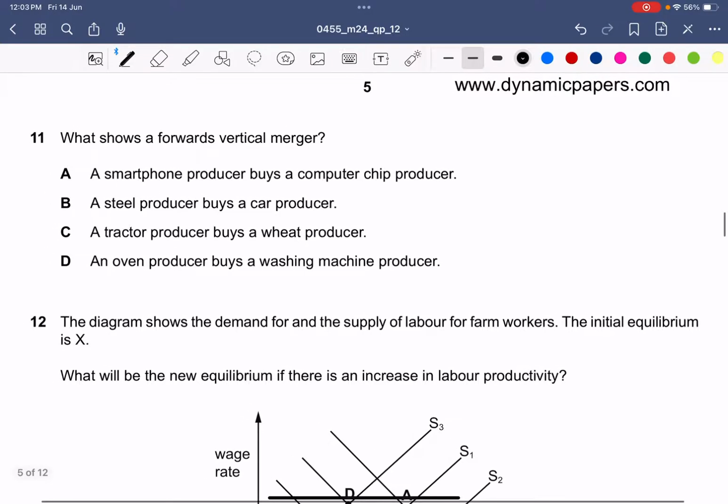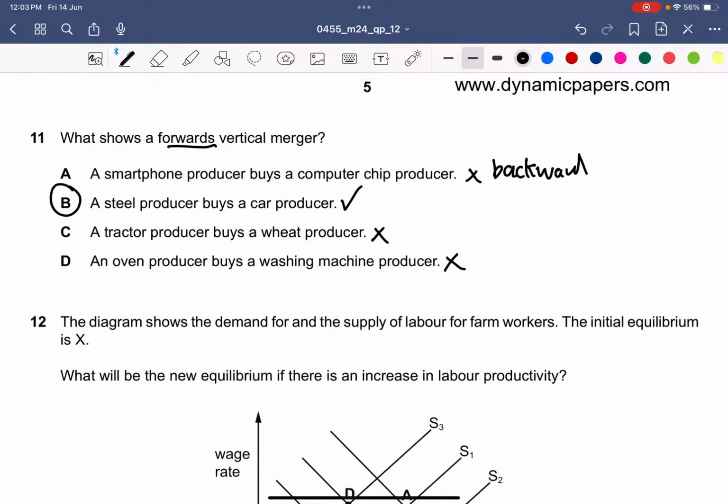Okay, let's get back to this question. A smartphone producer buys a computer chip producer. No, this is backward. B, a steel producer buys a car producer. Yes, this is forward. C, a tractor producer buys a wheat producer. No, this is conglomerate, where it's two firms in completely different industries, you merge. An oven producer buys a washing machine producer. No, this is the conglomerate. Okay, so answer is this.